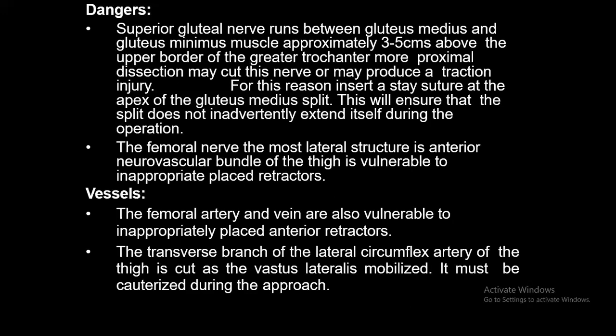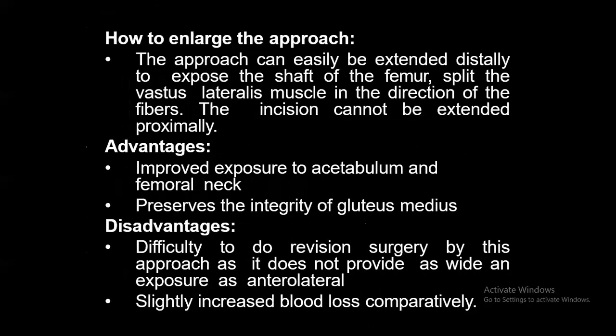The femoral nerve is the most lateral structure of the anterior neurovascular bundle of the thigh, vulnerable to inappropriately placed retractors. The femoral artery and vein are also vulnerable to inappropriately placed anterior retractors. The transverse branch of the lateral circumflex artery of the thigh is cut as the vastus lateralis is mobilized. It must be cauterized during the procedure.